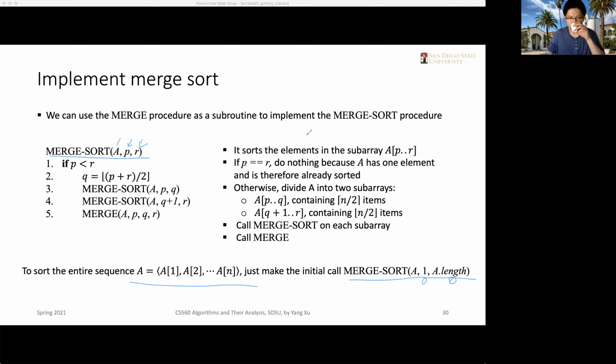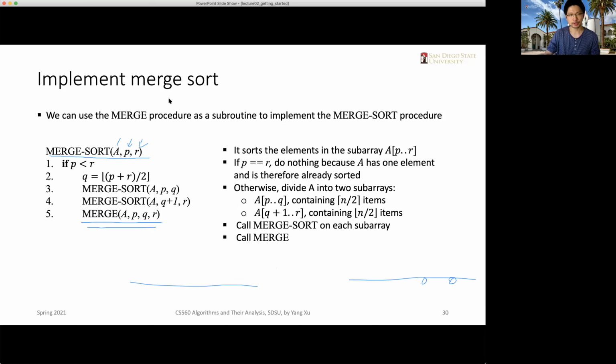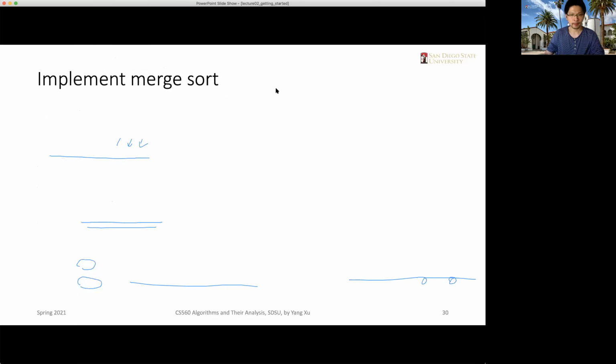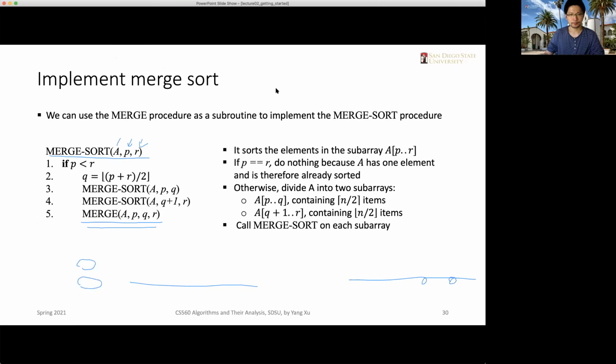Wouldn't line number 5 be return merge? We don't need to return merge. The merge is an in-place operation, so it changes the elements in A directly. Oh, I got it, the elements in A are changed directly in memory. There are no new elements, no new arrays returned. Yeah, so that's how merge sort is implemented.